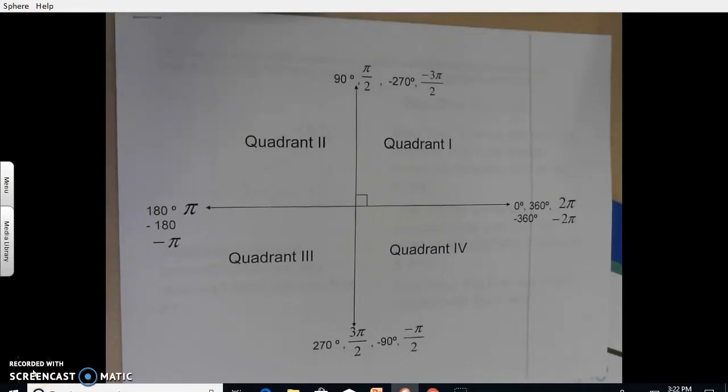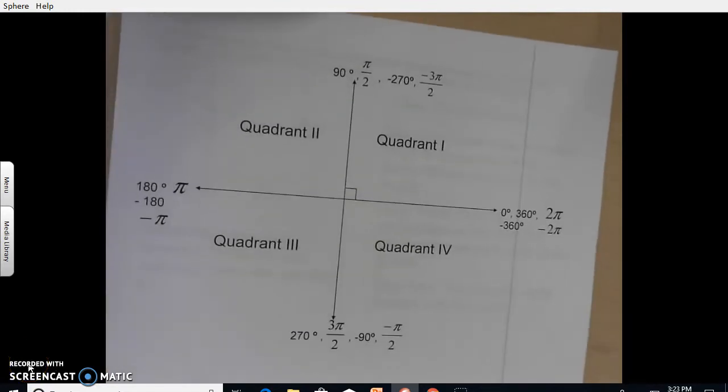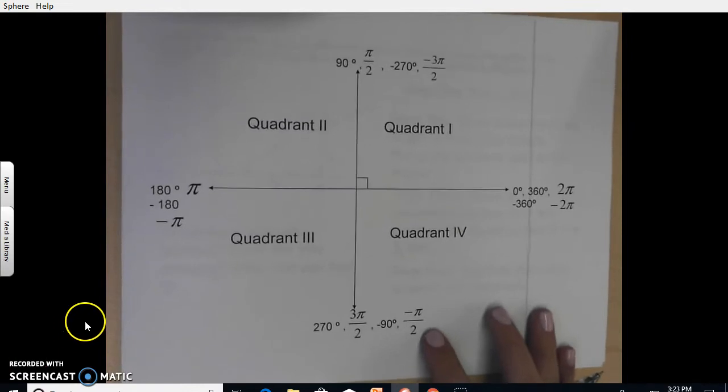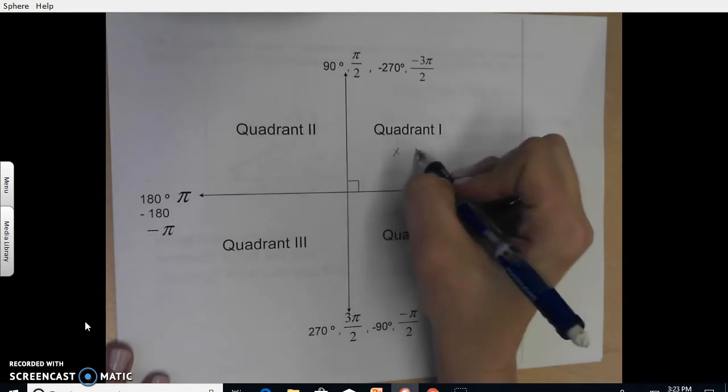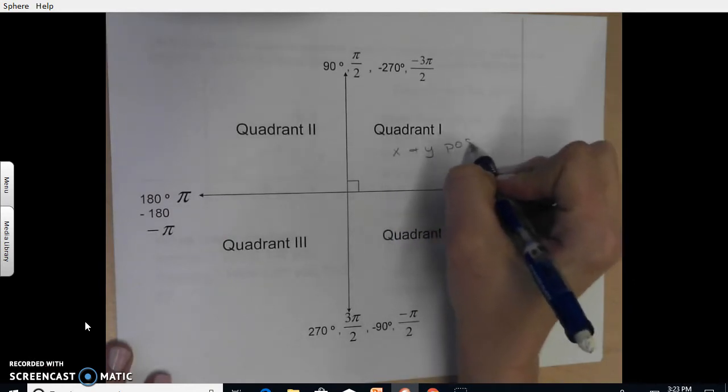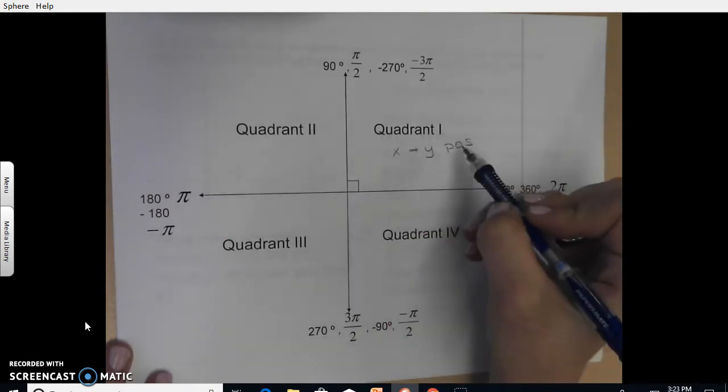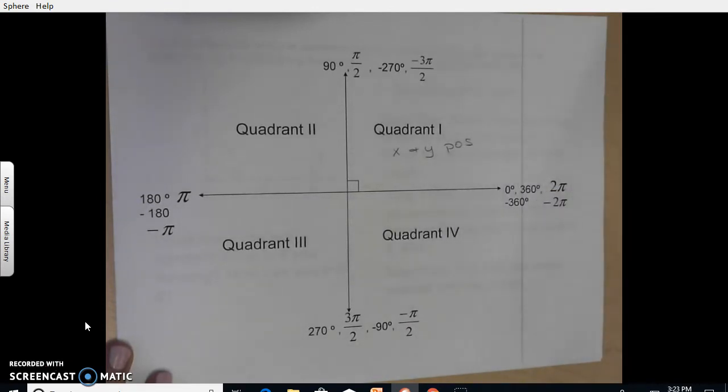Hello! Today we are going to do part 3, and part 3 is going to consist of having a point and finding the 6 trig functions. But before we get into that, this is our coordinate plane, and we know here that x and y are positive. If x and y are positive, that would mean cosine and sine are positive.